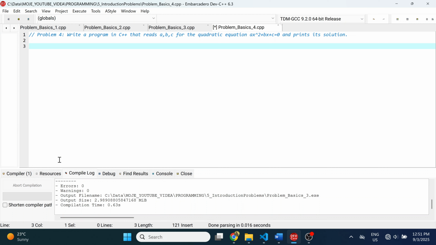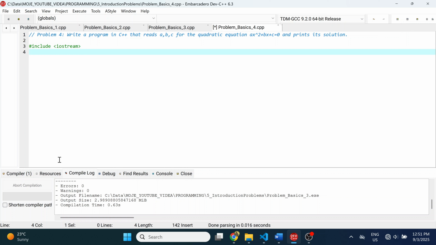The fourth problem is to write a program in C++ that reads the coefficients a, b, and c for the quadratic equation ax squared plus bx plus c equals 0, and then prints its real solution or solutions. I start by including the iostream library for input and output, and cmath for mathematical functions such as square root. Then I use the standard namespace.